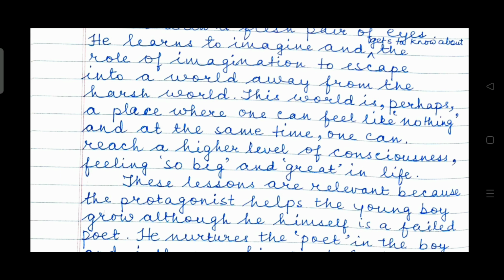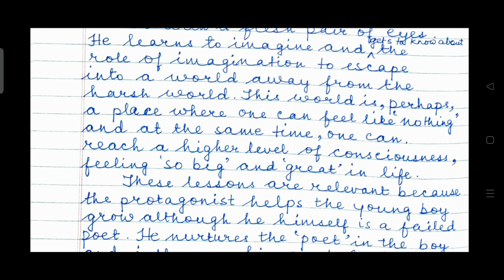From where does the narrator learn all these things? Well, he learns these lessons from his friend B. Wordsworth. These are the two important lessons learnt by the narrator. And now, the relevance of these lessons.